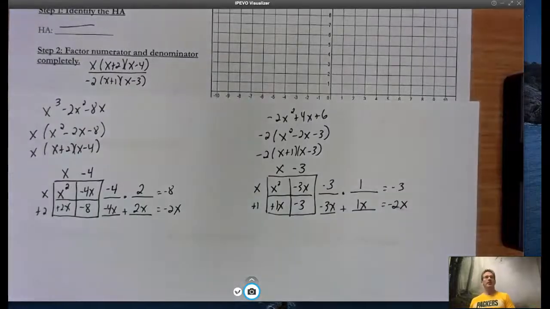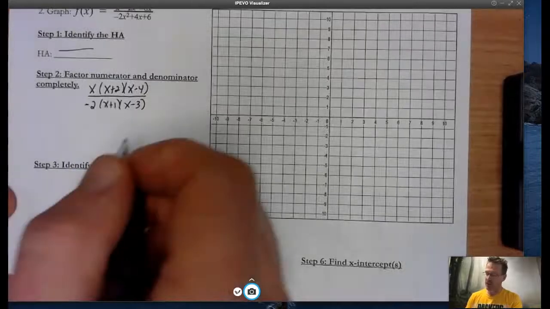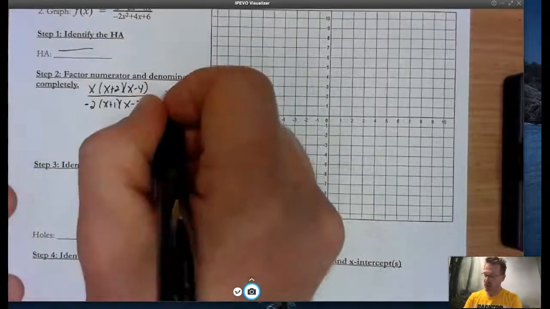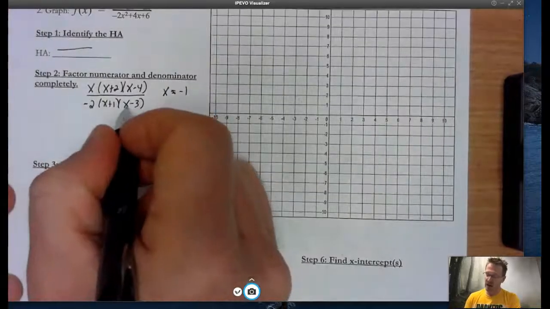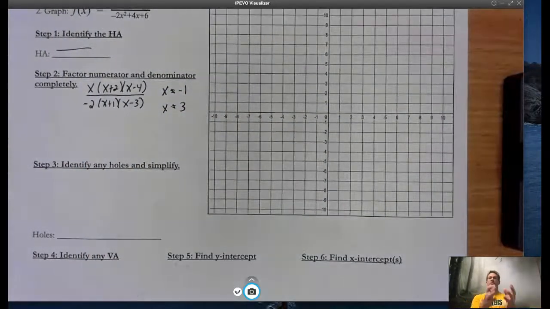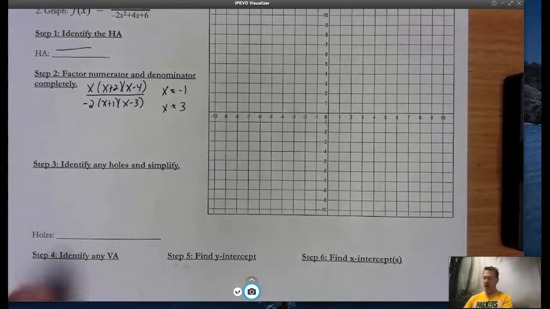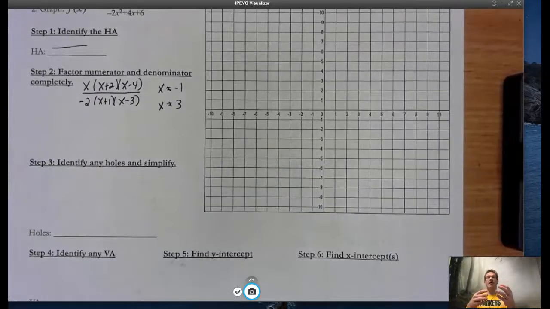Okay, so there we go. There's our factored numerator and denominator. So right now, here's what we know. We have two issues. For my first factor in the denominator, we know x can't be -1. For my second factor here in the denominator, we know x can't be 3. So those are either going to be vertical asymptotes or holes. Notice this time we do not have any common factors in the numerator and the denominator to simplify. So once we factored, this is it. This is the form that we're going to work with.